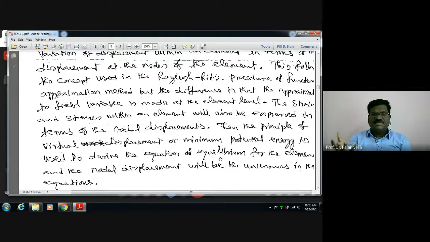What is meant by stiffness? Force required to cause unit deformation, isn't it? That is stiffness, K equal to force divided by displacement, right? Therefore, stiffness into displacement is equal to force. That's all. In other words, K matrix into displacement vector is equal to force vector.